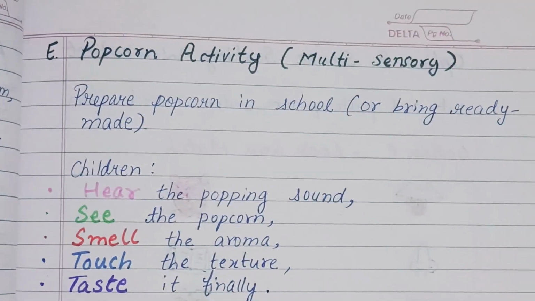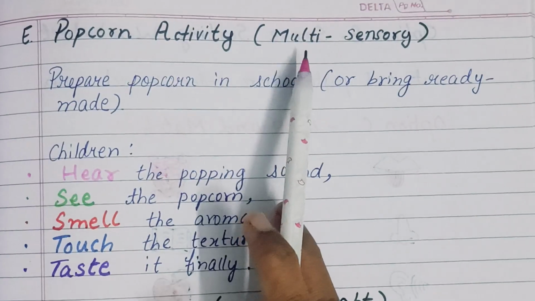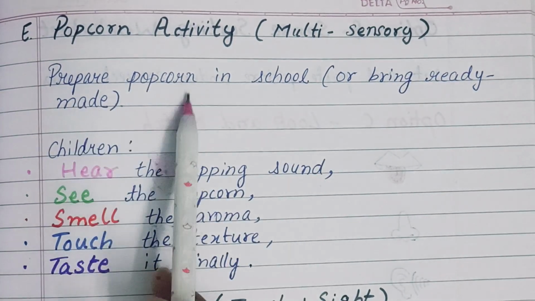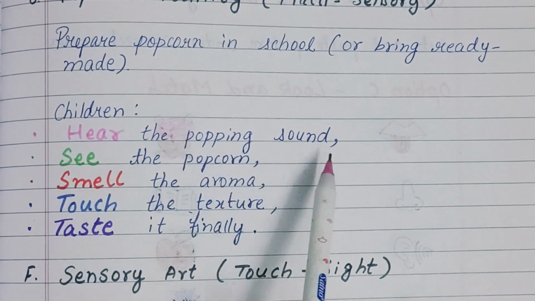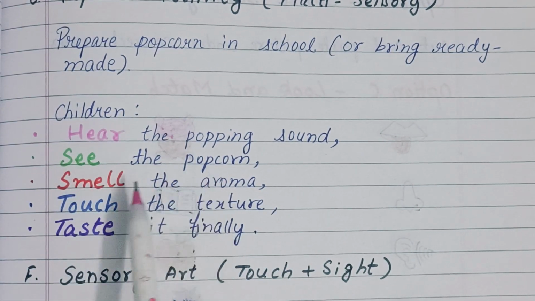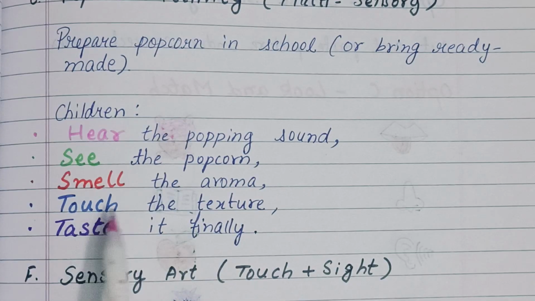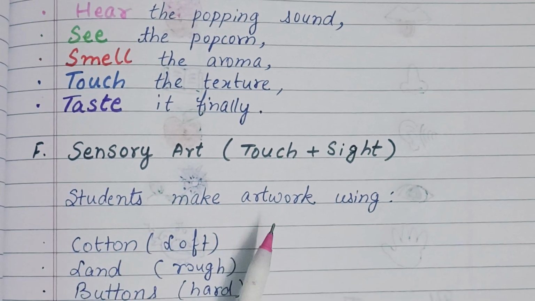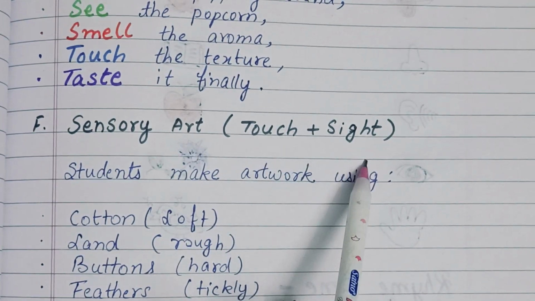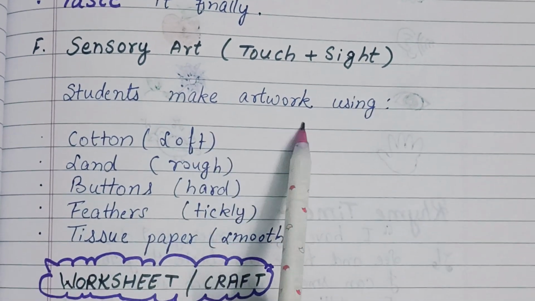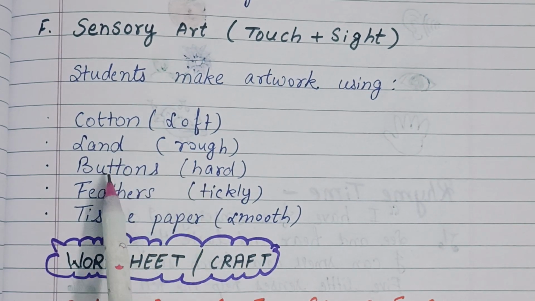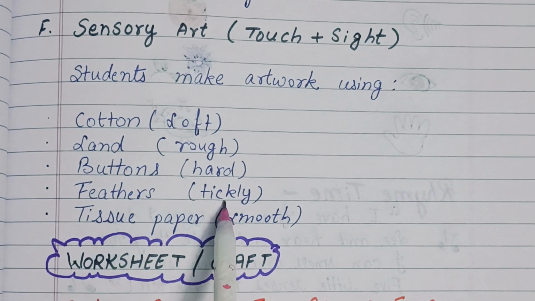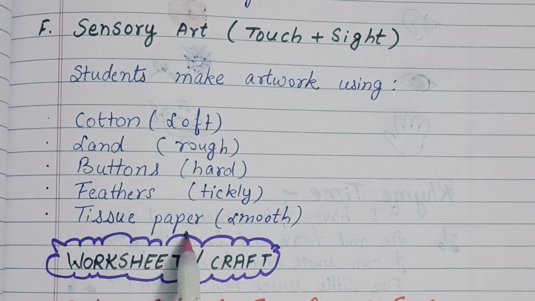Next is the popcorn activity. This is for the multisensory. Prepare popcorn in school or bring ready made. Children hear the popping sound, see the popcorn, smell the aroma, touch the texture, taste it finally. Sensory art for touch plus sight. So students make artwork using cotton, which is soft, sand, rough, buttons hard, feathers sticky, and tissue paper smooth.